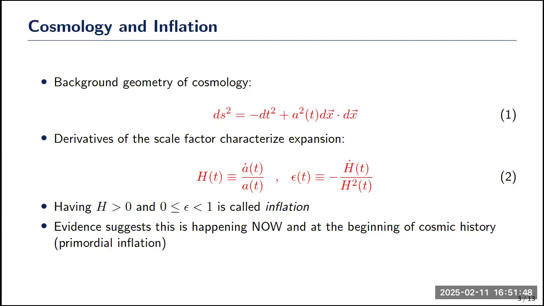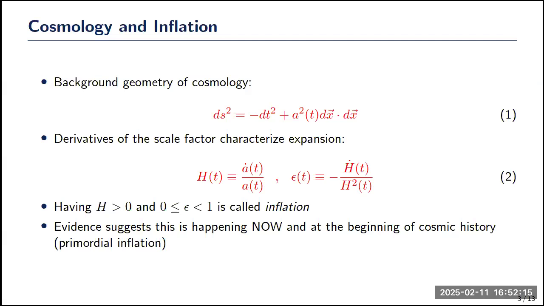While the scale factor isn't directly observable, there are two really important observable quantities which come from its derivatives. That is the Hubble parameter, which is the logarithmic time derivative of the scale factor. That tells you about whether or not the universe is expanding. And the first slow roll parameter, epsilon of t, which tells you whether or not that expansion is accelerated or decelerated. That goes like minus H dot over H squared.